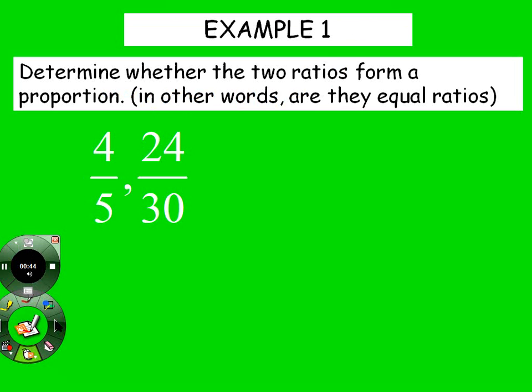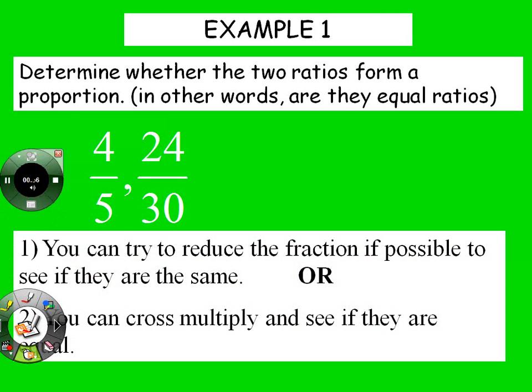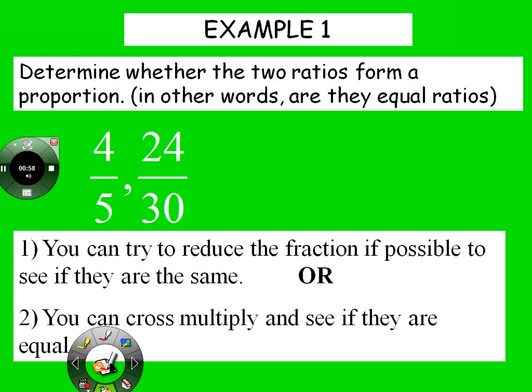Example 1, determine whether the two ratios actually form a proportion. Again, a proportion is when you have one ratio that's exactly equal to another. The way you can do this is to just cross multiply. If you cross multiply and find out that they're exactly the same, then we would say that they are the same exact ratio.